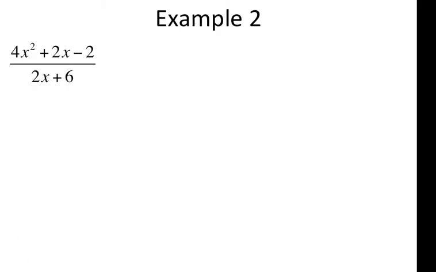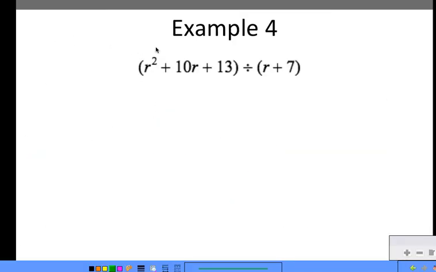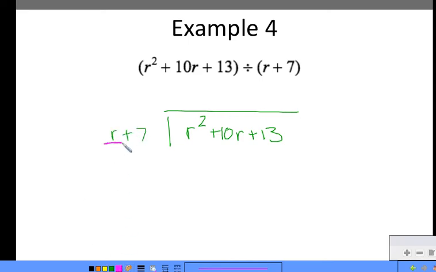So the next one we're going to look at, let's write it long division. r squared plus 10r plus 13 divided by r plus 7. Our first thing, r times what gives us r squared? Well, that's just r. Multiply it out. r times r is r squared. r times 7 is 7r. Subtract away. r squared minus r squared is 0. 10r minus 7r is 3r.